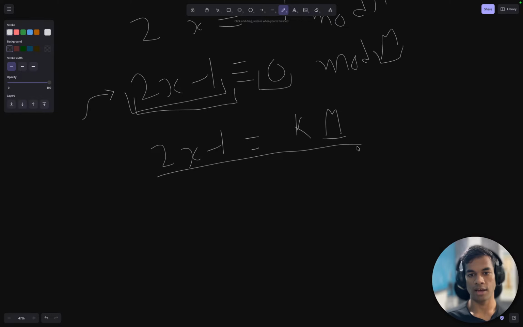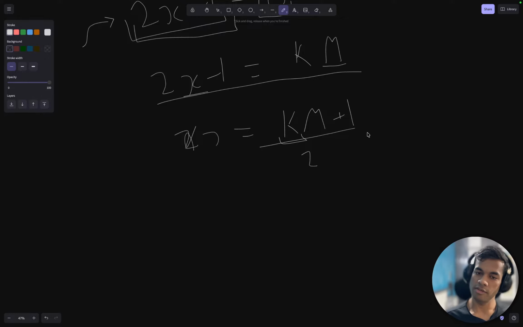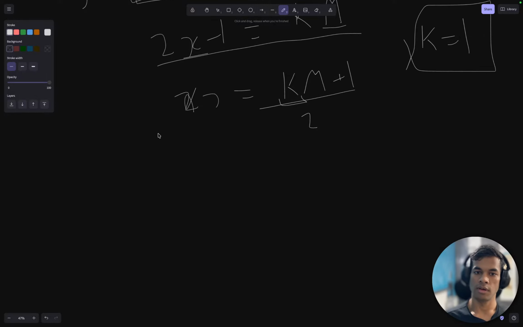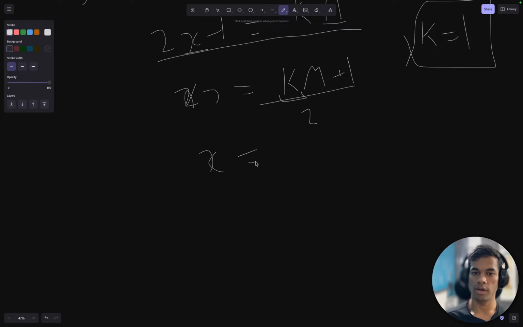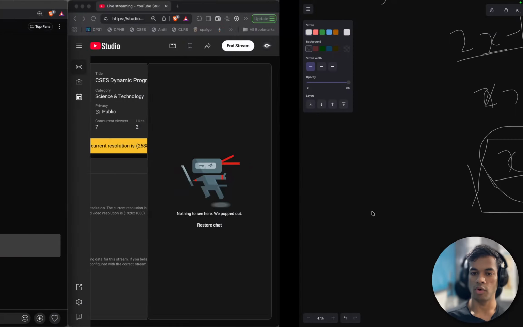So we can now solve for x, which is going to be x equals (k m plus 1) by 2. And ChatGPT said that if we put k equals 1, this works, and then x would equal (m plus 1) divided by 2. And ChatGPT said that this shorthand only works when we are finding the modular inverse for 2.